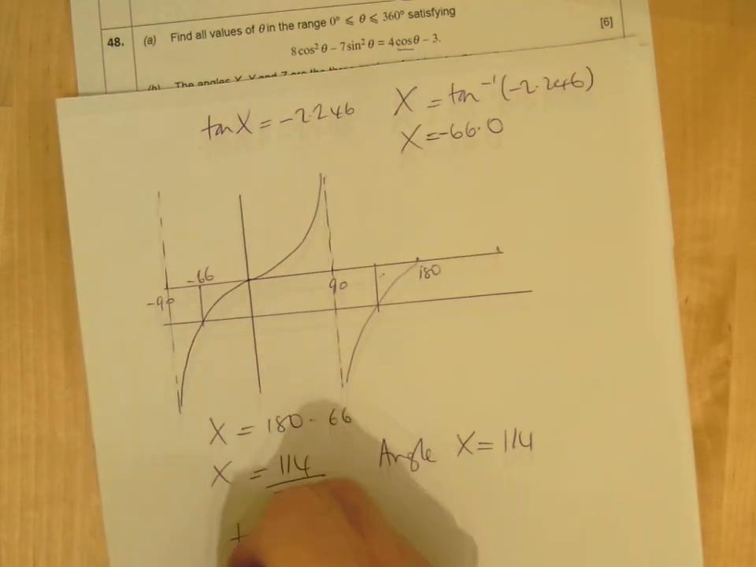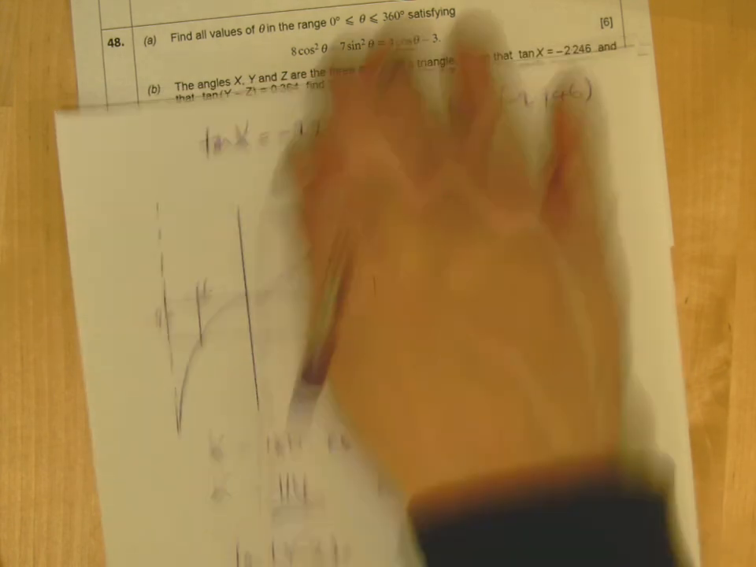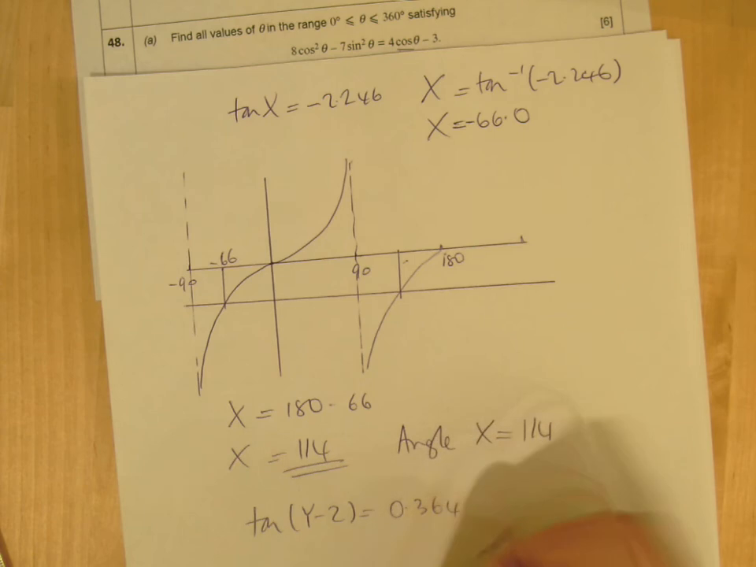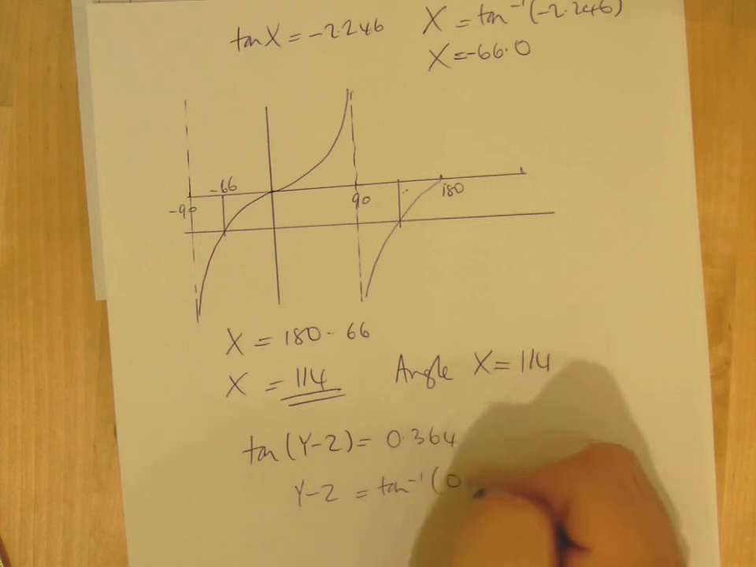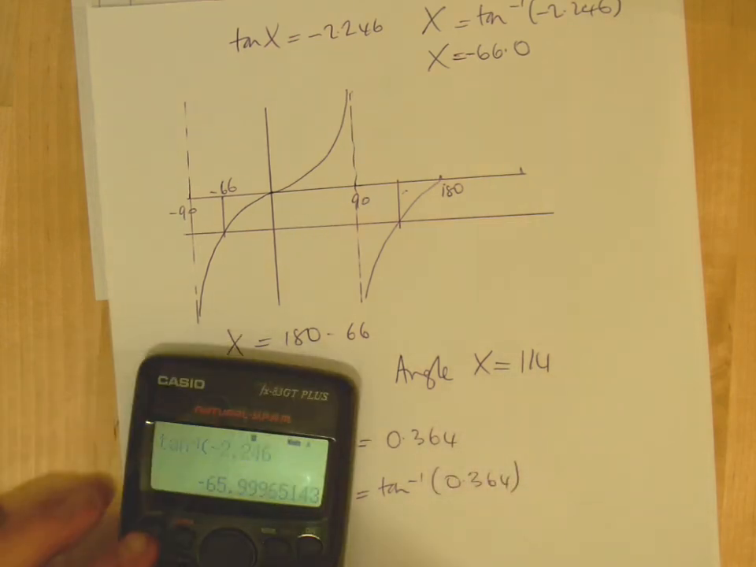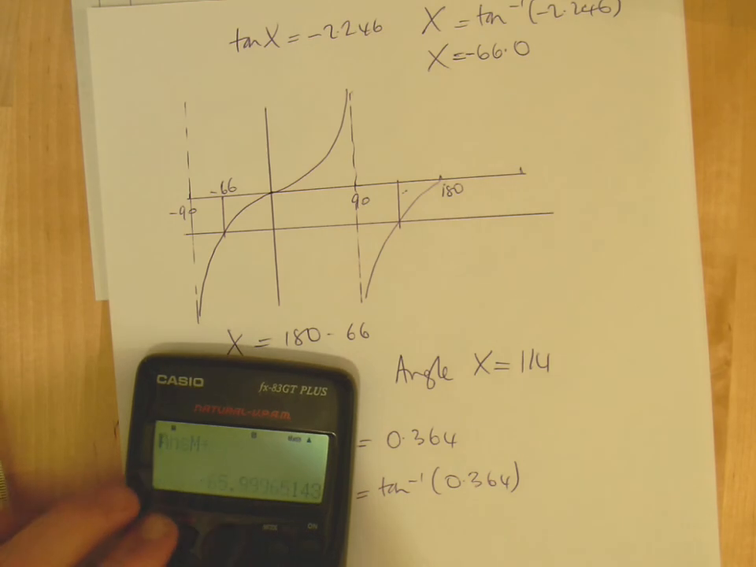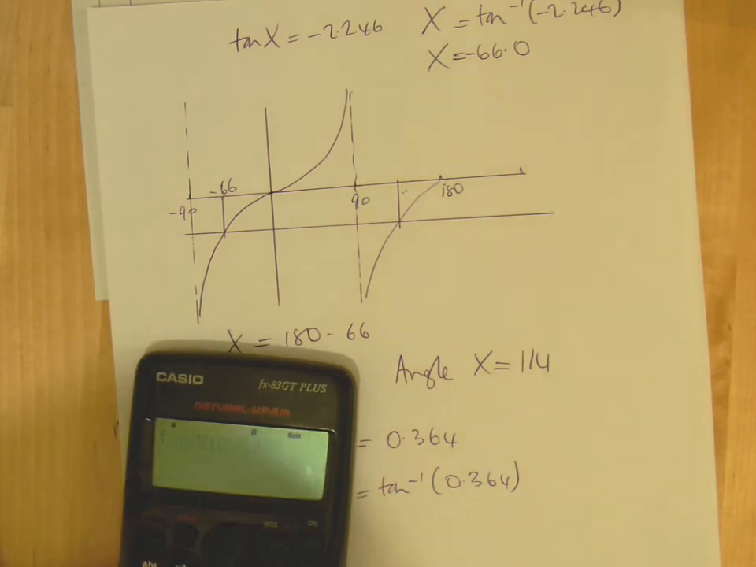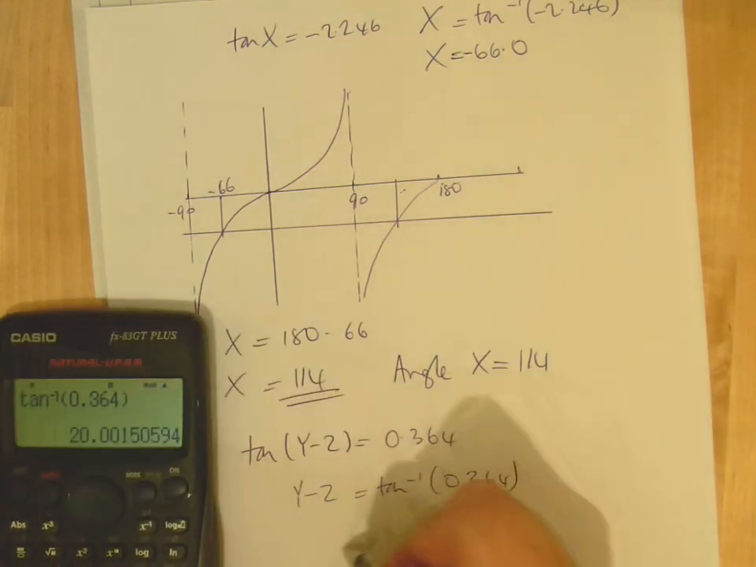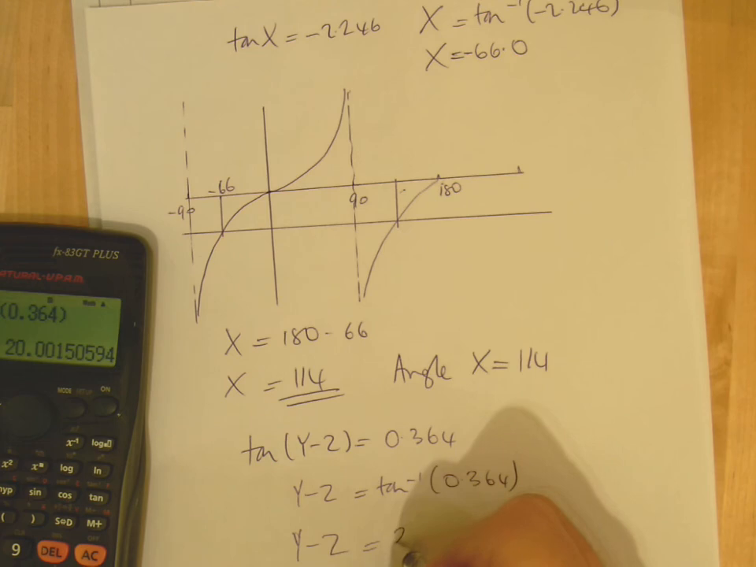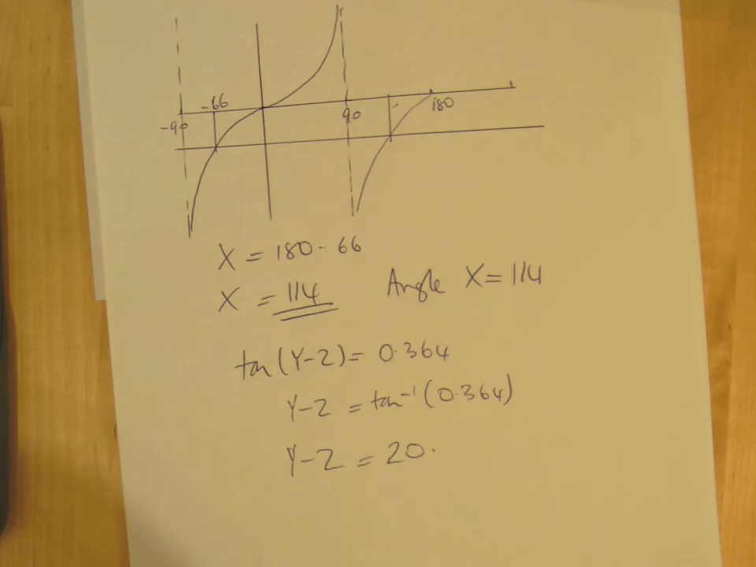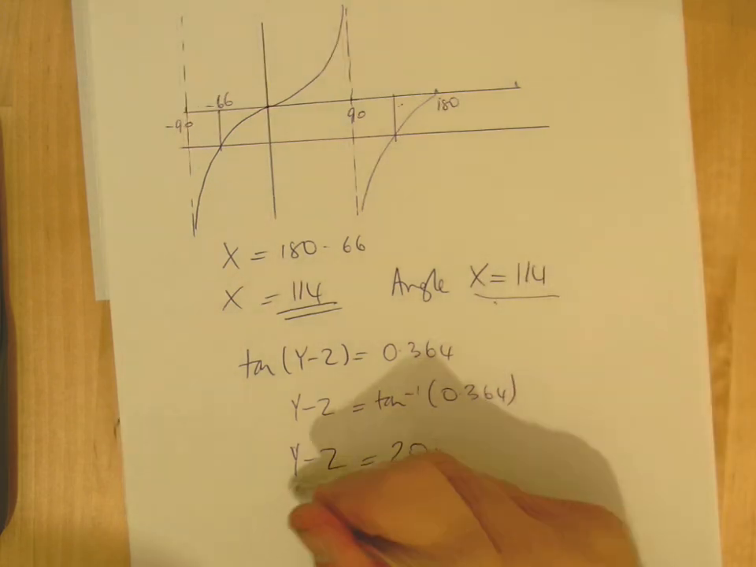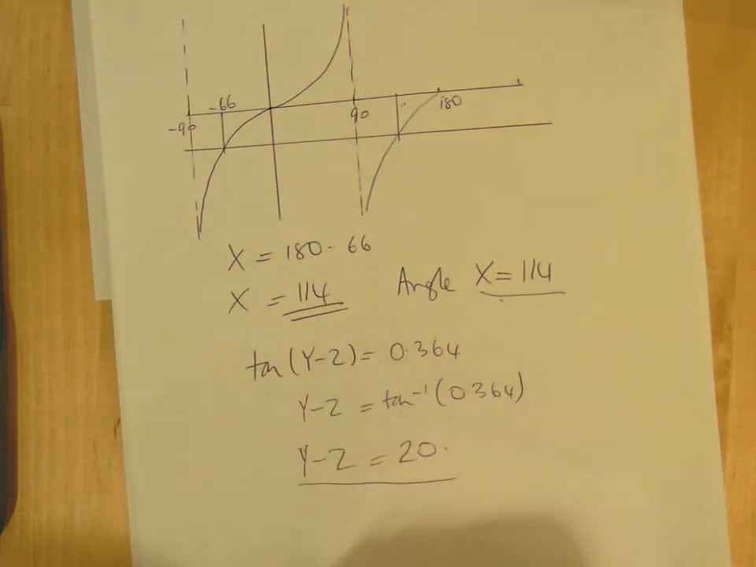So tan of y minus z equals, what does it equal? 0.364. Okay, well I can do the same thing with this now. Y minus z equals tan to the minus 1 of 0.364. So let's get the calculator on that. So that comes out to be 20, look, exactly. So y minus z is 20. Okay. Now let's think about what we got. We got x is 114, and then we got y minus z is 20 from this setup here.